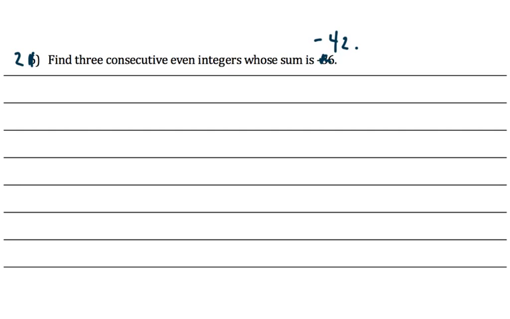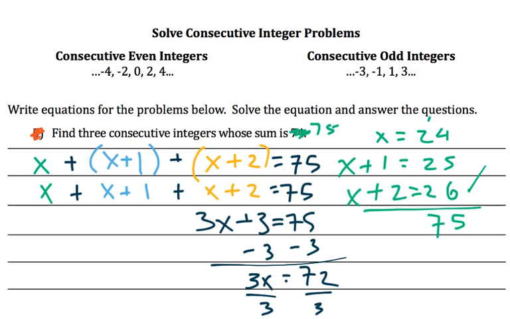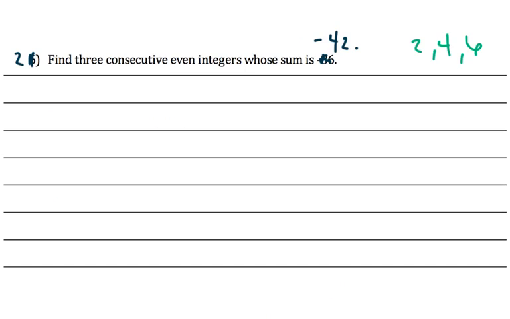Find 3 consecutive even integers whose sum is negative 42. So over to the side, let's write, well, 2, 4, 6. Trial and error worked great here, but in dealing with these negative numbers, this might not even seem to make sense until we get to the answer. So we see how, well, okay, if I want to make these work, I might have to use some algebra.